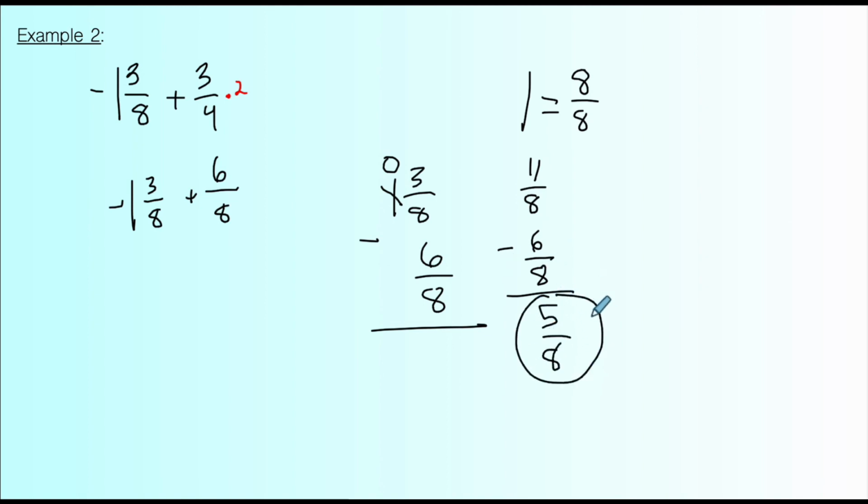I can do that. All right, so the bigger question is, should my answer be positive or negative? It should be negative. The bigger absolute value is 1 and 3/8, and it's negative, so that means my final answer should be negative.